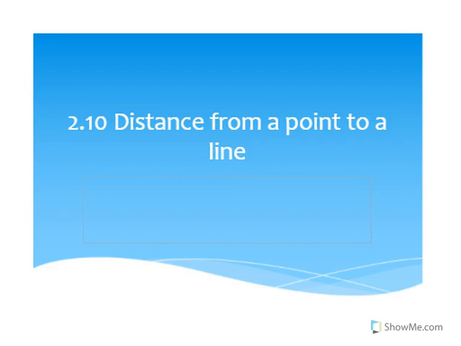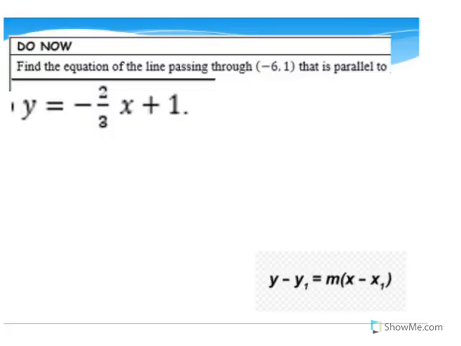All right, ninth grade. Let's take a look at today's lesson, Unit 2-10, meaning the 10th lesson, distance from a point to a line. Okay, to do now, let's go ahead and go through this. Take about 2 to 3 minutes, or however long it takes you to complete, and then I will show you how to do it here momentarily.